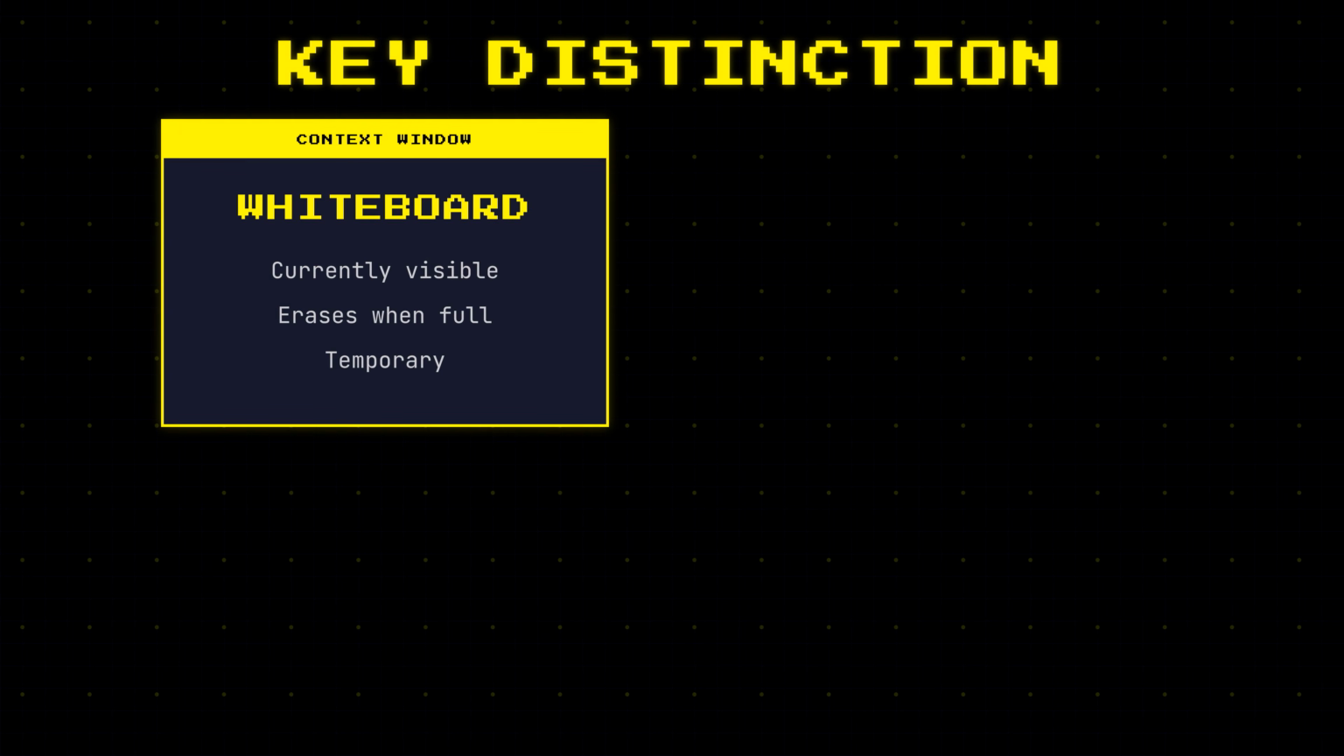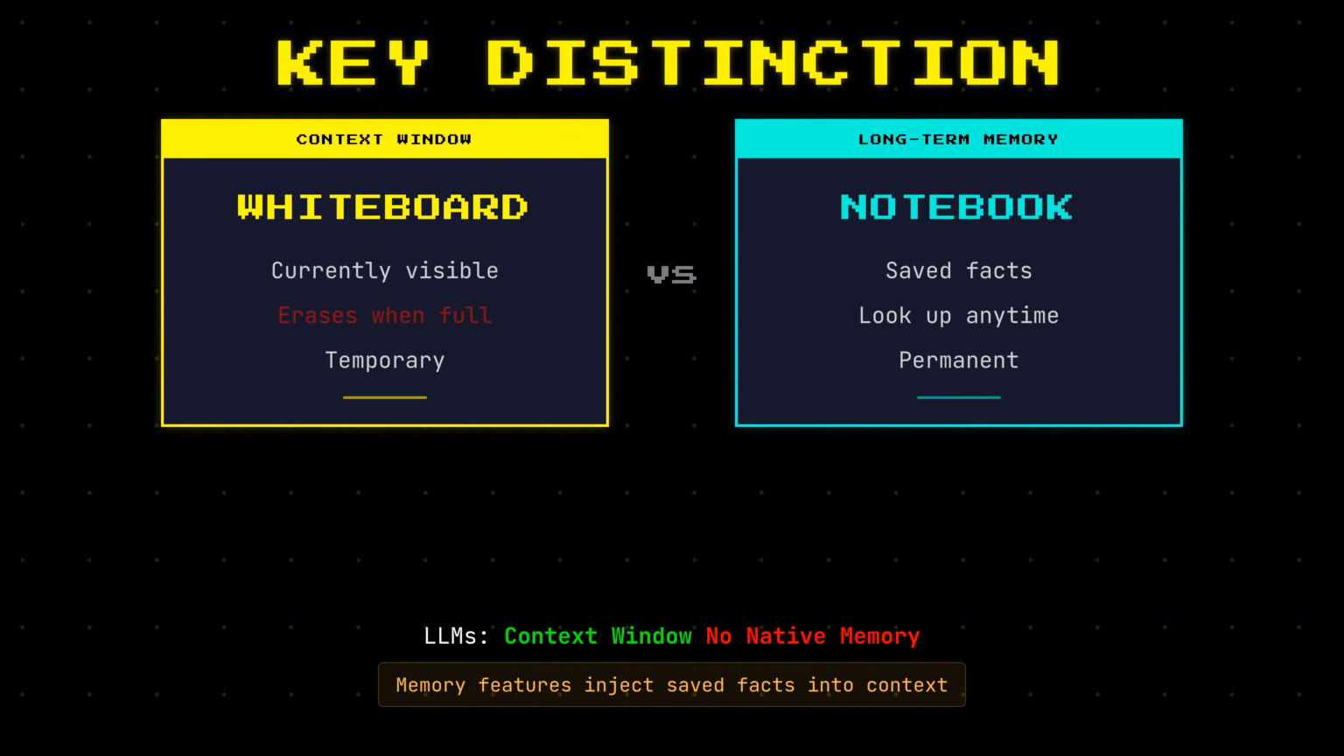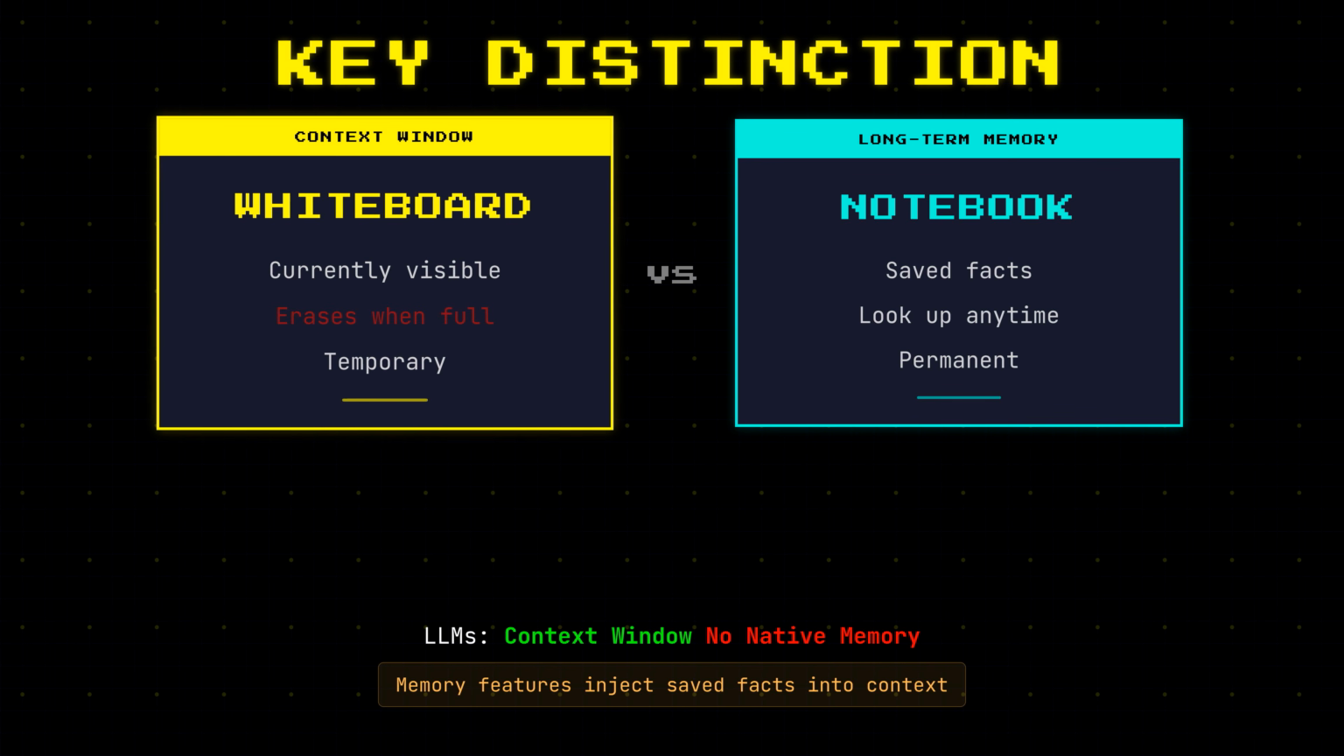This brings up a critical distinction. The context window is not long-term memory. It's more like a whiteboard. Everything written on the whiteboard right now is the context window. When it fills up, you erase the oldest stuff. Long-term memory, by contrast, is like a notebook you can refer back to anytime. LLMs don't have this natively. Some products, like ChatGPT's memory feature, simulate long-term memory by storing key facts separately and injecting them into the context window on each request. But the underlying model still only sees what's in the window.